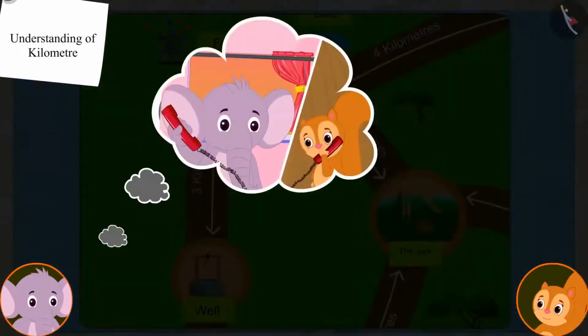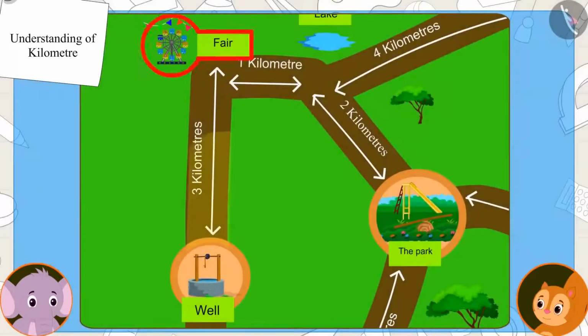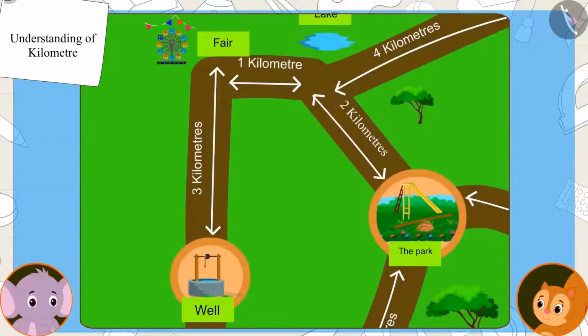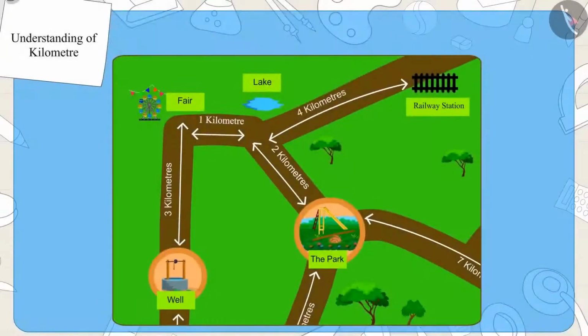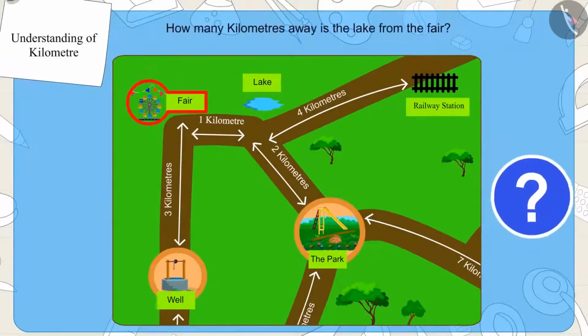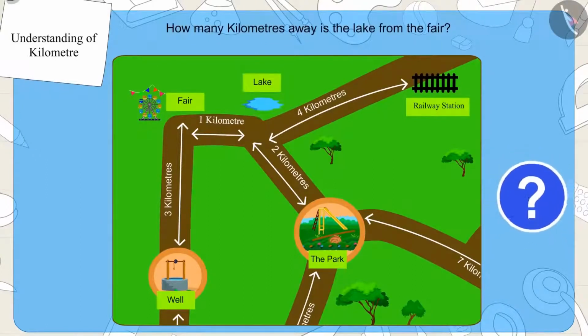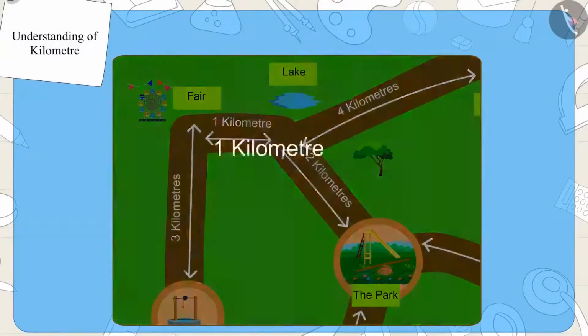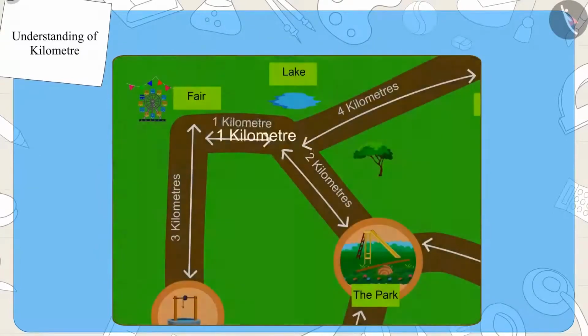As I told you on the phone yesterday, you can see the distance from here to the fair on the map. See, the distance is written on the map as 3 kilometers. Appu said to Chanda. Kids, can you see this map and tell how many kilometers away from the fair is the lake? Absolutely right. The distance from the fair to the lake is 1 kilometer.